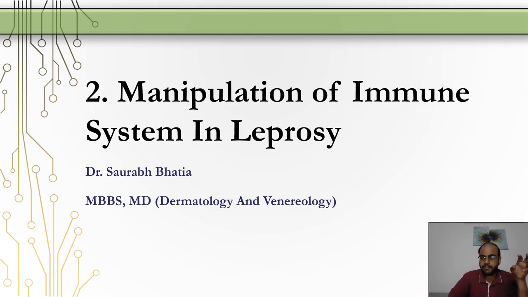So in this second part, we'll try to understand what actually happens in the lepromatous pole of leprosy. While in the first video, we were discussing more about immune-mediated damage and killing of the M. leprae bacilli. Clear? We've got the background concept right, and now we'll start discussion about the manipulation of immune system in leprosy. So without further ado, we start the manipulation of immune system in leprosy.